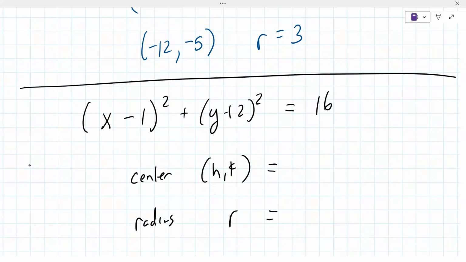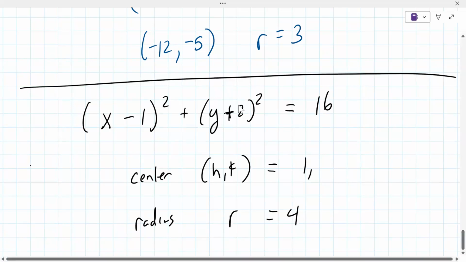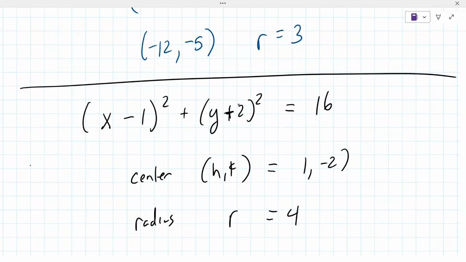Would the center be 1, K 12, and R is 4? Maybe you couldn't read my handwriting. That's a +2 inside there. So K is -2. There you go. Yeah. Okay, good. So you got that down. That's good. Yeah, understand that. Okay.